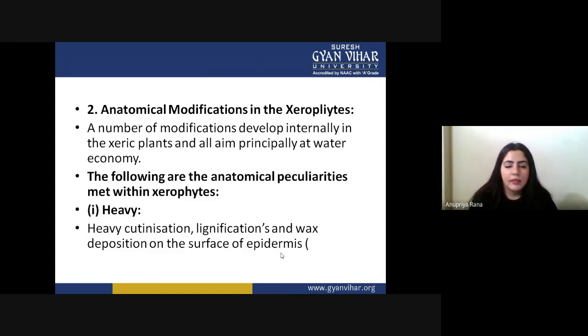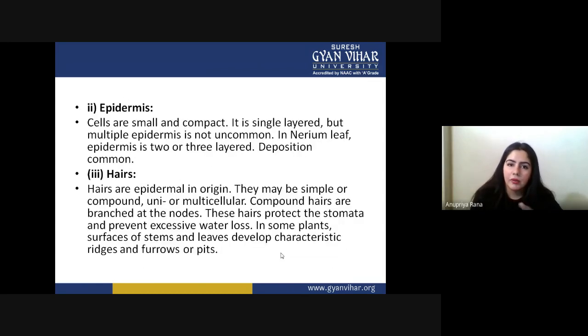First, they need to have a very heavy cuticle, lignification, and waxes present. What they are doing is stopping water loss from inside the plant to the outside. That is why they are present on the epidermis. Now we'll see how their epidermis looks. Their epidermis cells are compact.